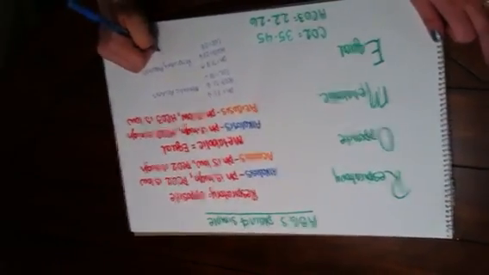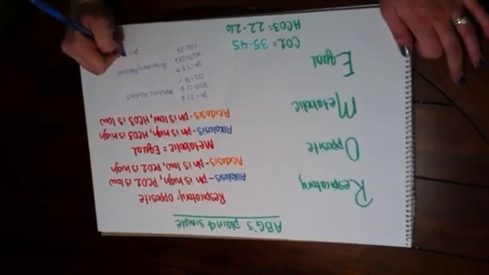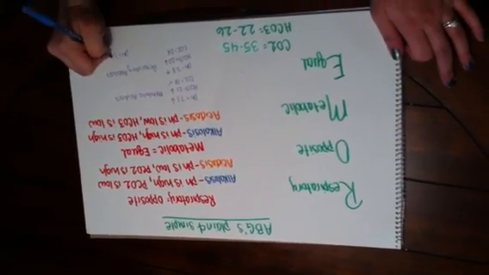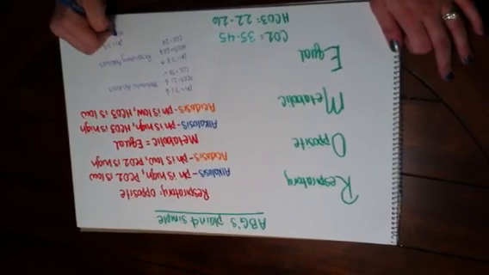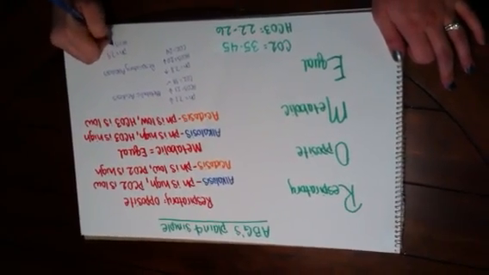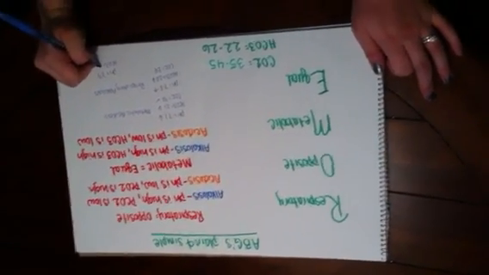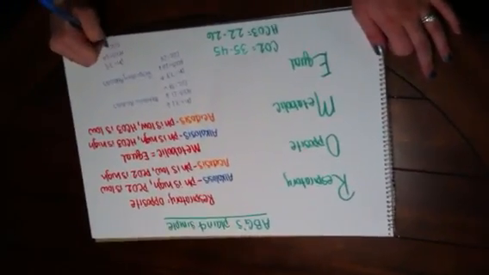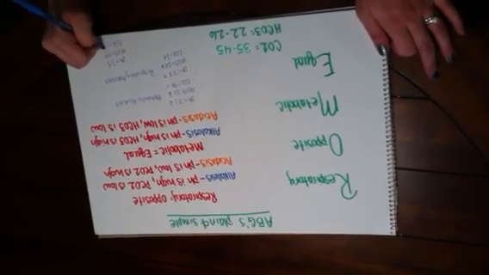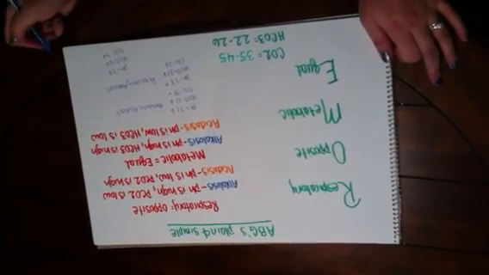So try one on your own. If you have a pH of 7.9, you have a bicarb of 24, and you have a CO2 of 34, what would it be?